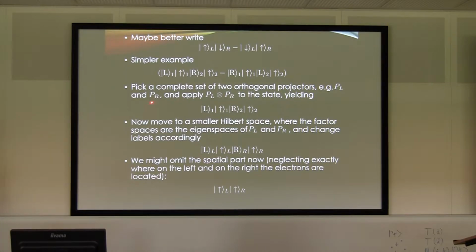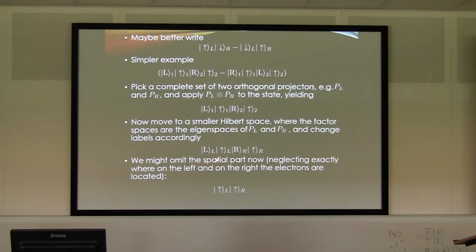Once you have done that, apply PL tensor PR to this state, and you see that for the second term you get 0, because you apply PL to the right wave packet and that vanishes. So only the first term remains. Now we move to a smaller Hilbert space where the vector spaces are the eigenspaces of PL and PR, and change labels accordingly. I'll emphasize that this first Hilbert space is about waves projected on the left, and the second Hilbert space is projected on the right.